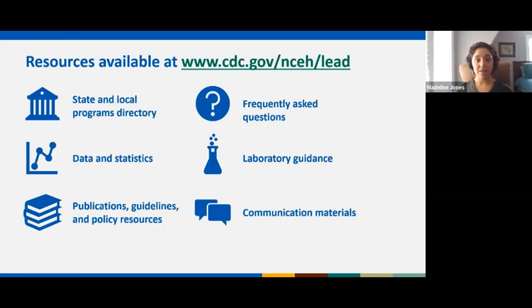In addition, for more information on the topics covered in today's presentation, you can visit our website to find state and local information, data and statistics, a library of publications, guidelines and policy tools, some FAQs, laboratory tips and guidance, and communication materials available for distribution. All of these resources and more can be found at the link on this page. Next slide, please.